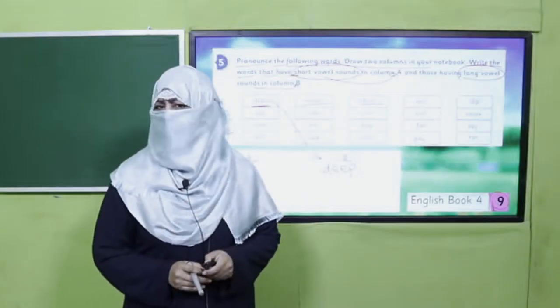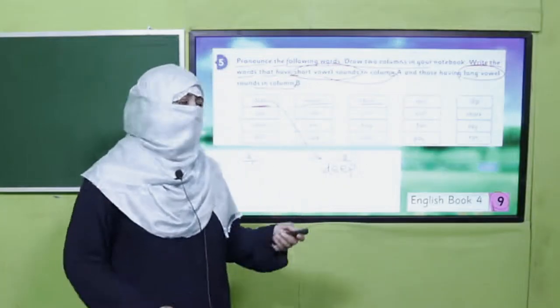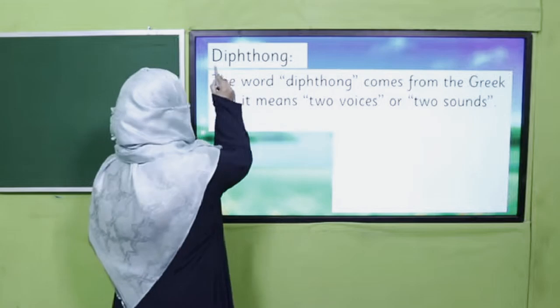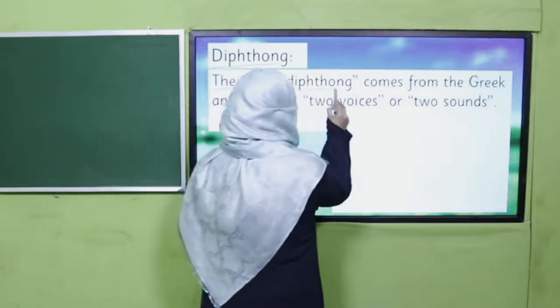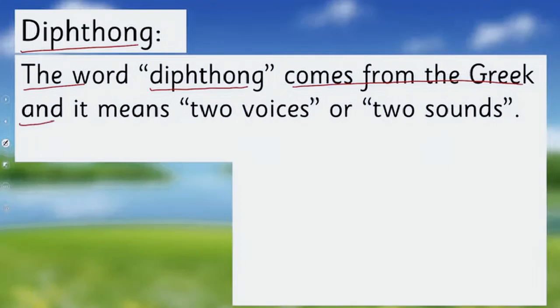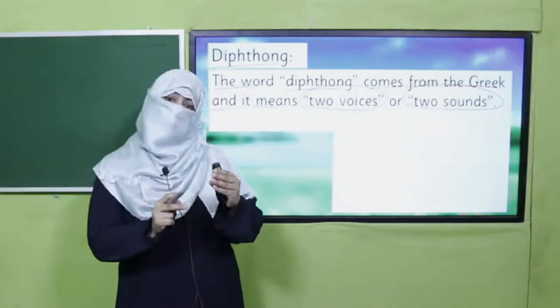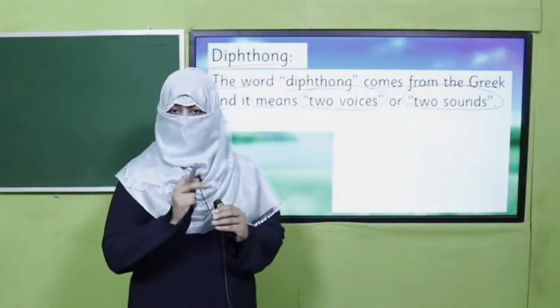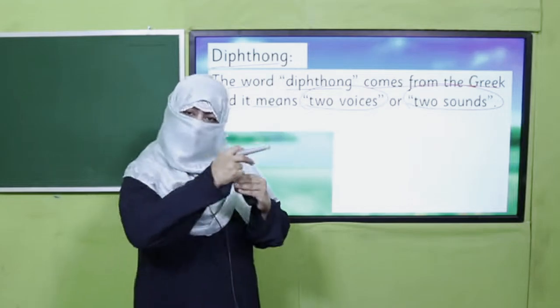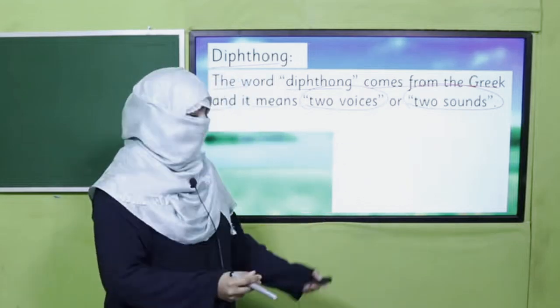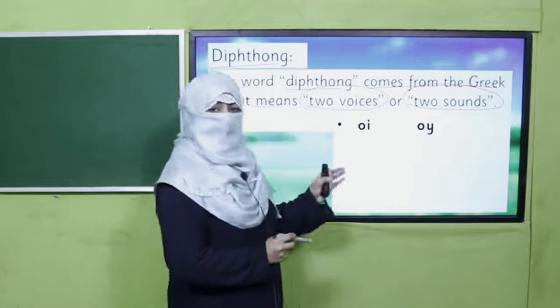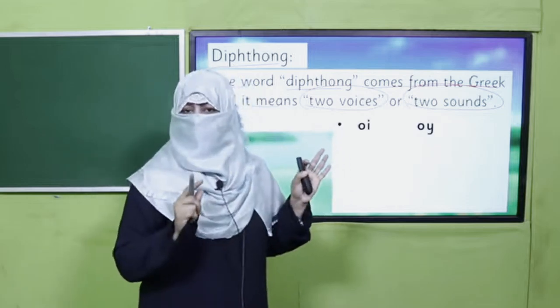Yes, my dear children, are you done with it? Good job. So let's move on, and the next is diphthong. What is a diphthong? The word diphthong comes from the Greek and it means two voices or two sounds. What happens basically is two vowel sounds slide together with each other and make a new sound. For example, here, there are totally 8 diphthongs which make 5 sounds.